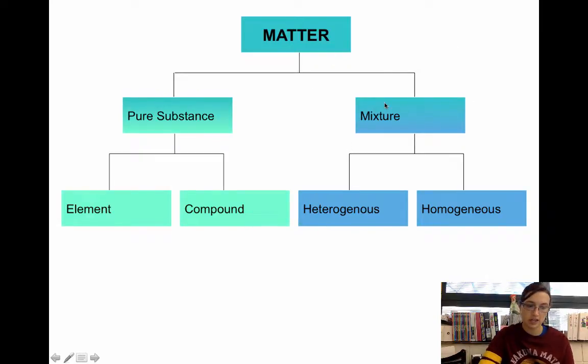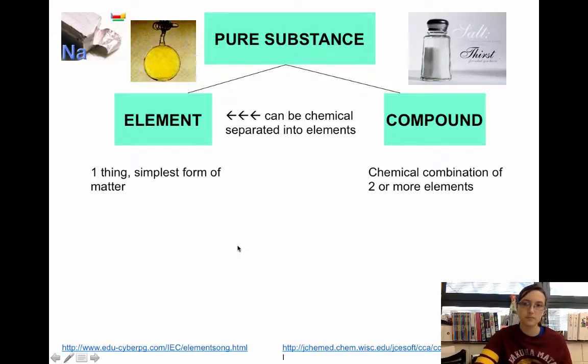So a mixture is a physical blend of two or more substances. So it's a physical blend, so you're mixing things together. Like sand and salt, you mix together, that's a mixture. Mixtures can be broken down into heterogeneous and homogeneous mixtures. And we're going to talk about the differences between these two. So this is matter, this is how matter can be broken down, and we're just breaking it down further and further. So let's think about pure substances.